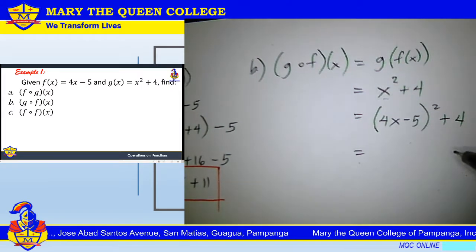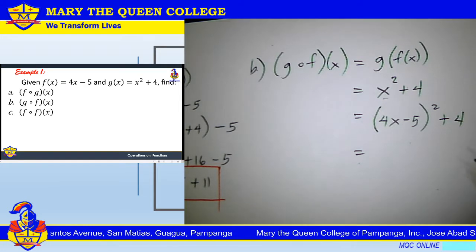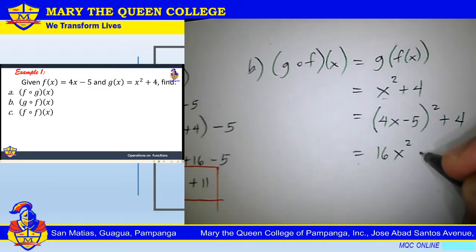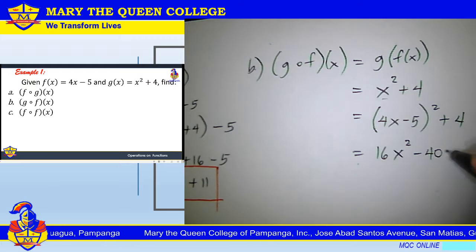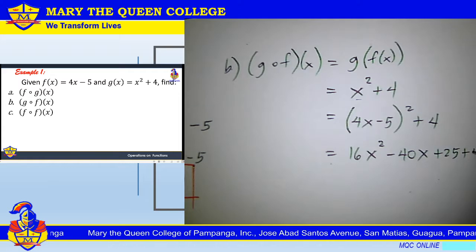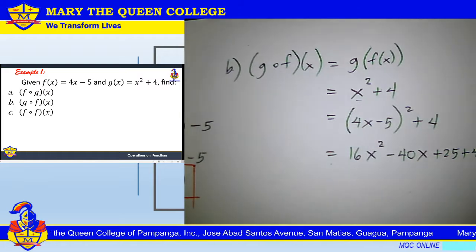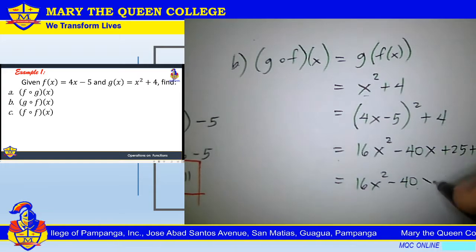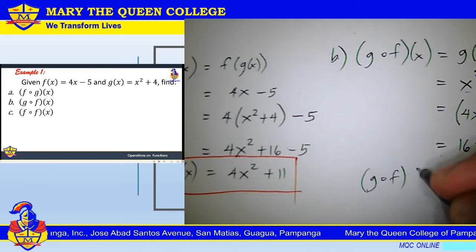And then simplify it further, you can use Paul method or the square of binomials. So we have 16x squared. Then we have minus 40x plus 25 plus 4. Okay? So, double check. Okay, so simplify it further. We have 16x squared minus 40x plus 29. So, this is the composite function of g and f.